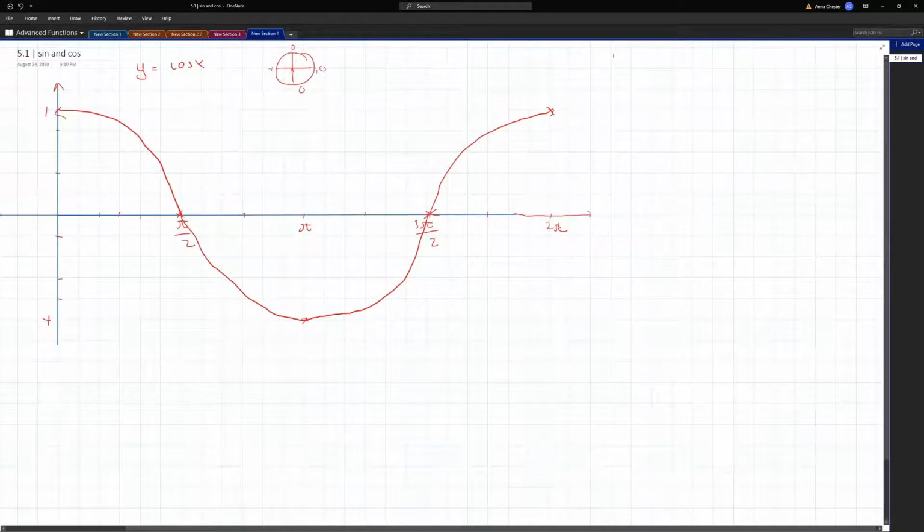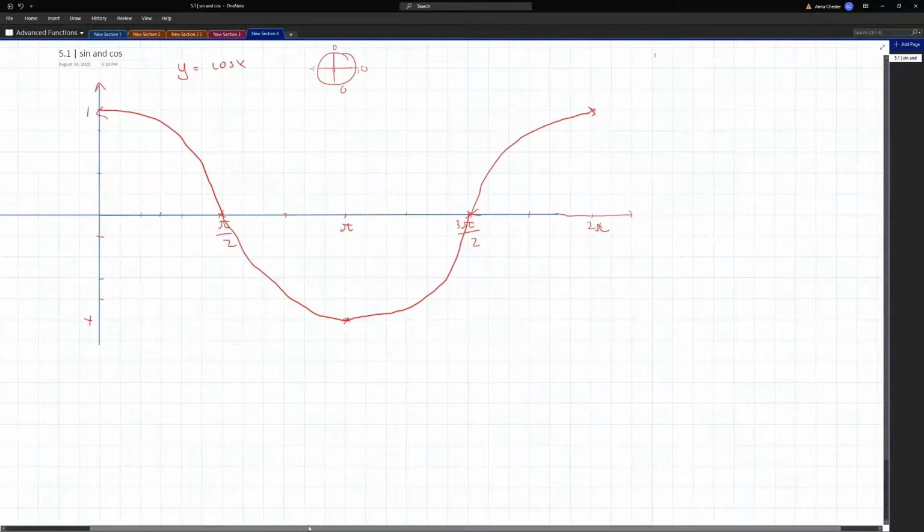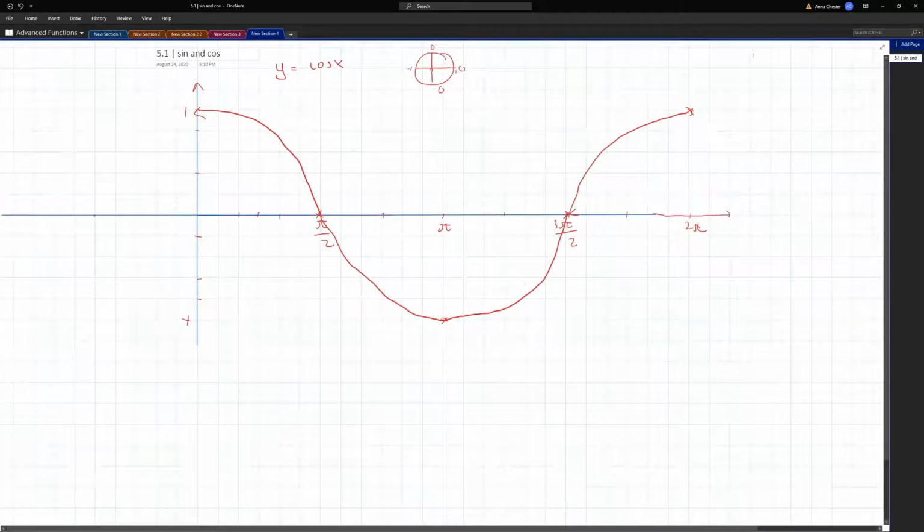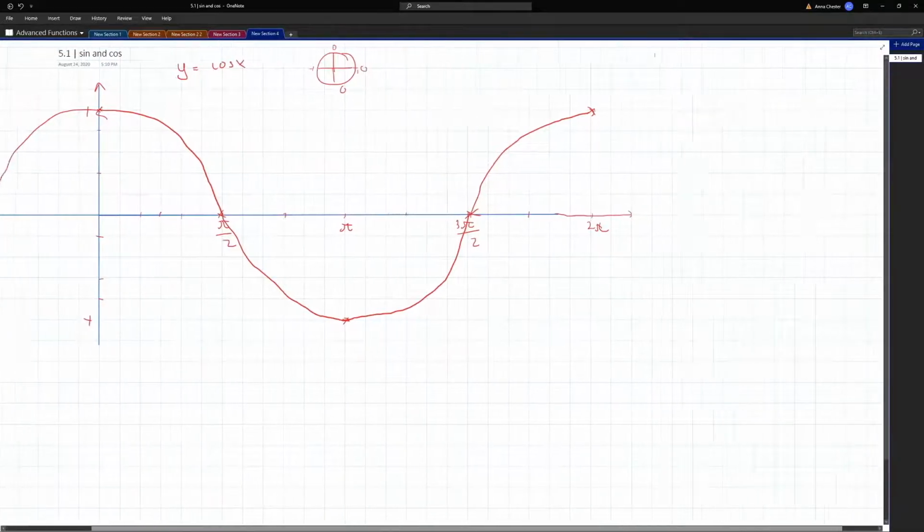If we wanted to graph it for more than one period, we could go into a negative set, for example. And then again, I said 6 squares, that's pi over 2, but negative. So we'll go down here. Then we're gonna go even more down until we reach negative 1, then go back up. So we're just repeating the shape on the other side.